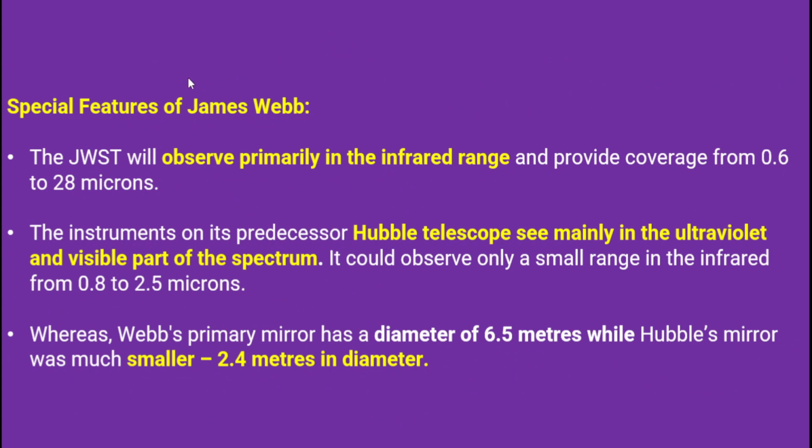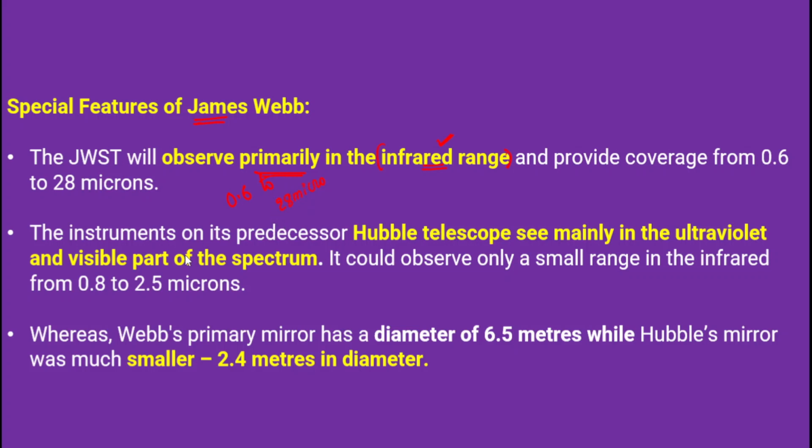So what are the special features of the James Webb Telescope? James Webb Telescope has certain special features. Okay, so this can observe primarily in the infrared range. So that is very important and very essential. Okay, so it can observe primarily in the infrared range, and it can also provide a coverage from 0.6 to 28 microns. Okay, so it can provide a coverage from 0.6 to 28 microns.